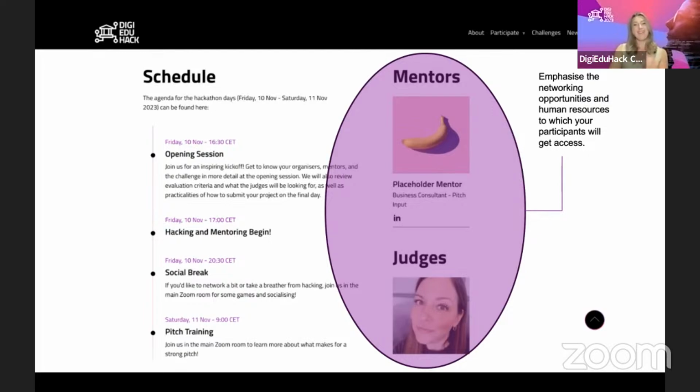But what we can think about is having the mentors and judges presented on your hackathon page as well, since that's usually a very good incentive for participants to join and get to network and learn from experts within the area of your own hackathon. You can have a picture and a LinkedIn, or just the core skills written down here, and so on, for both mentors and jury members.